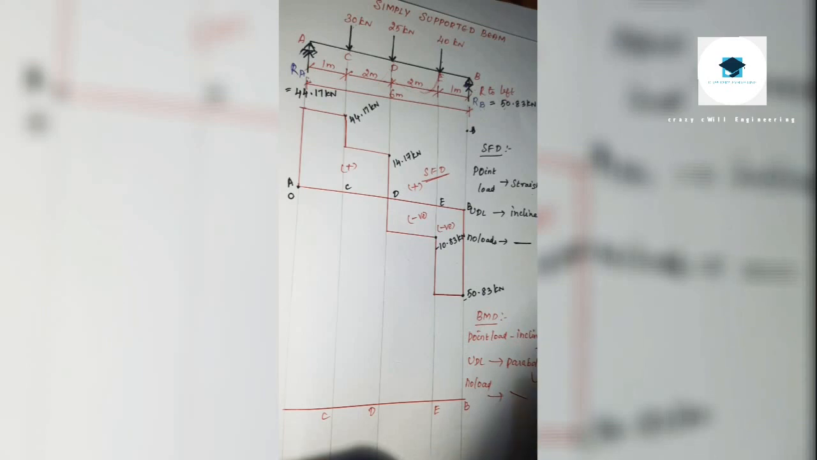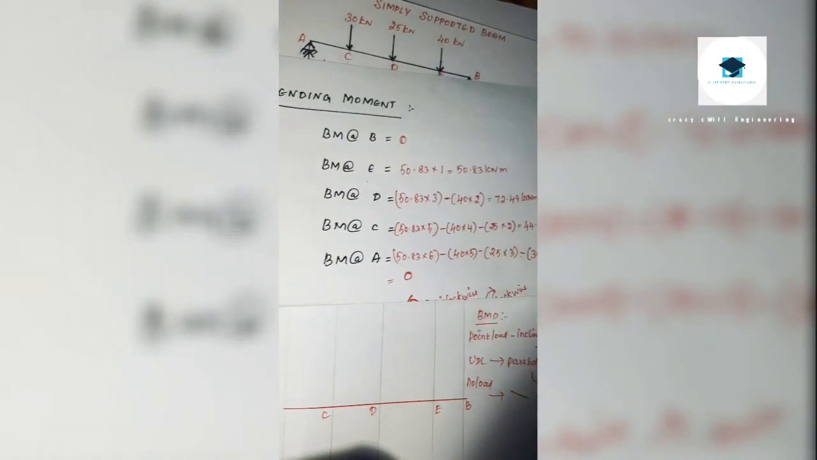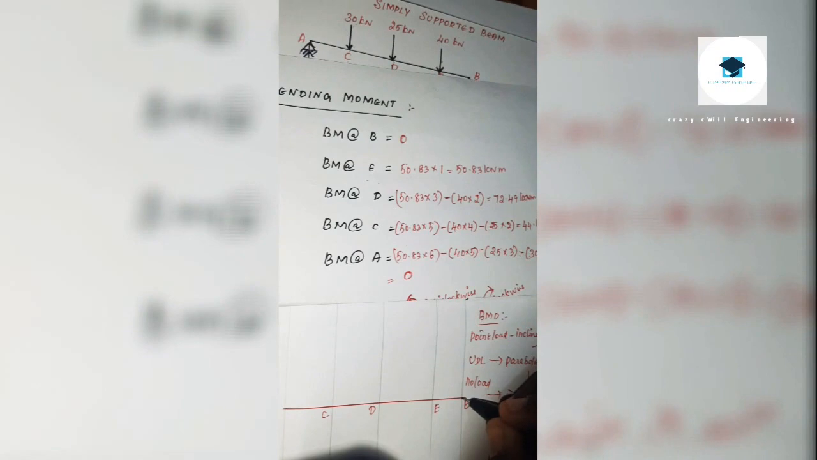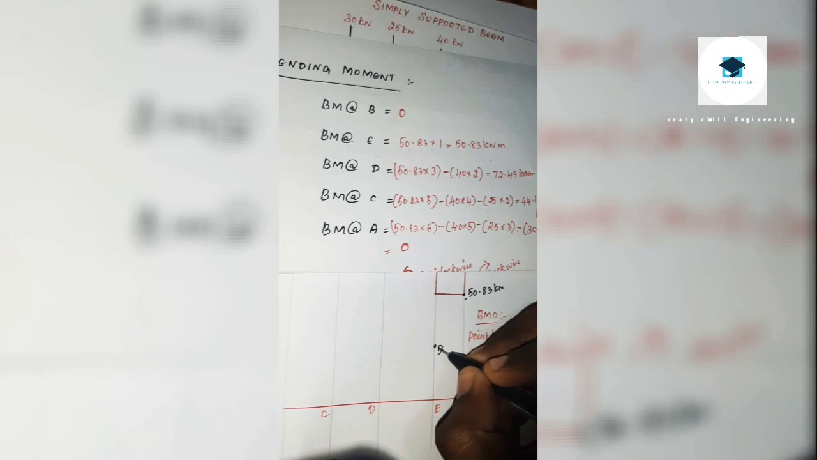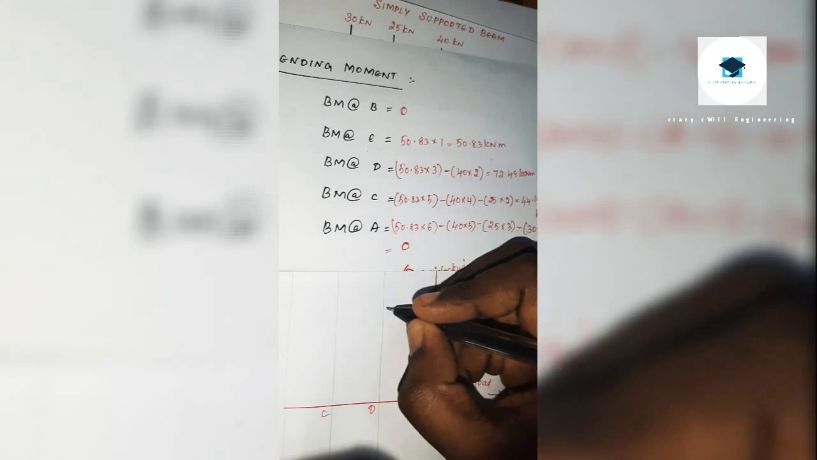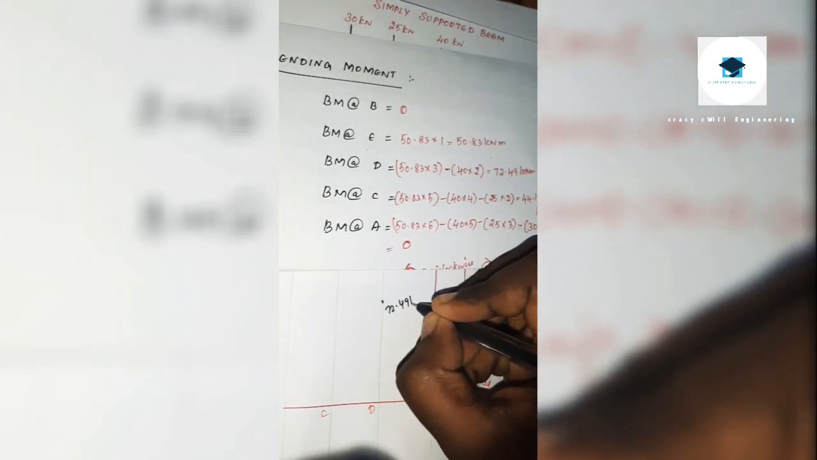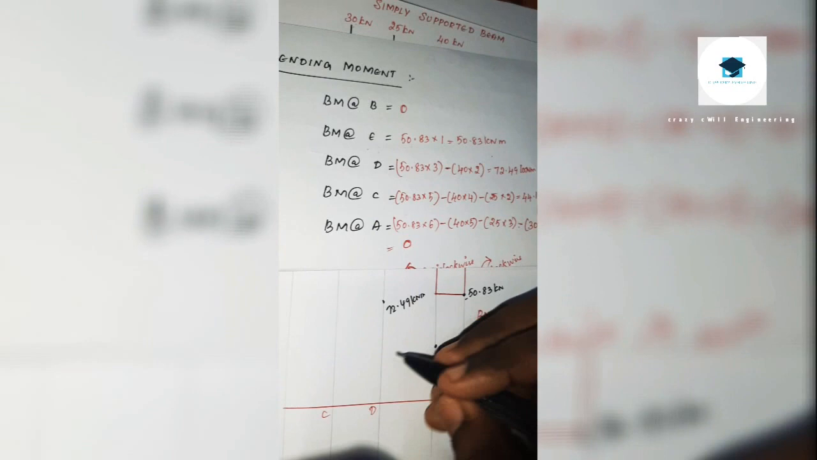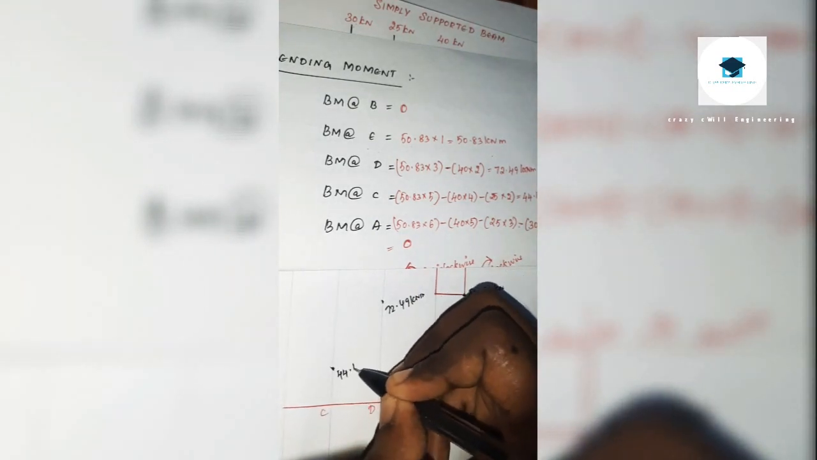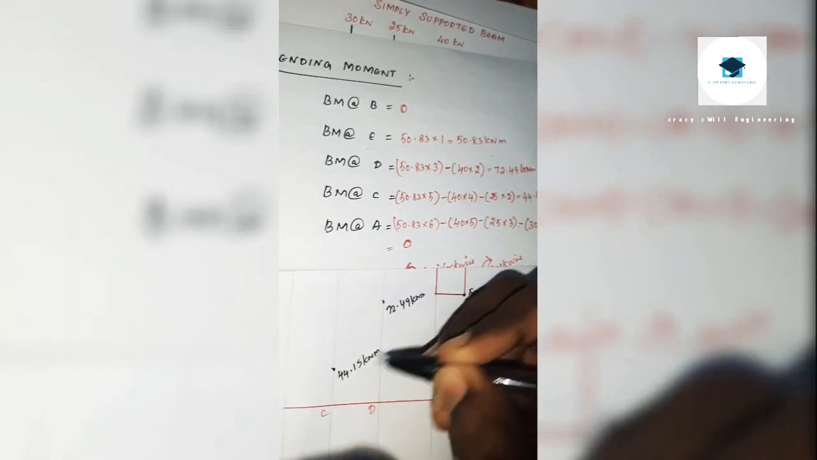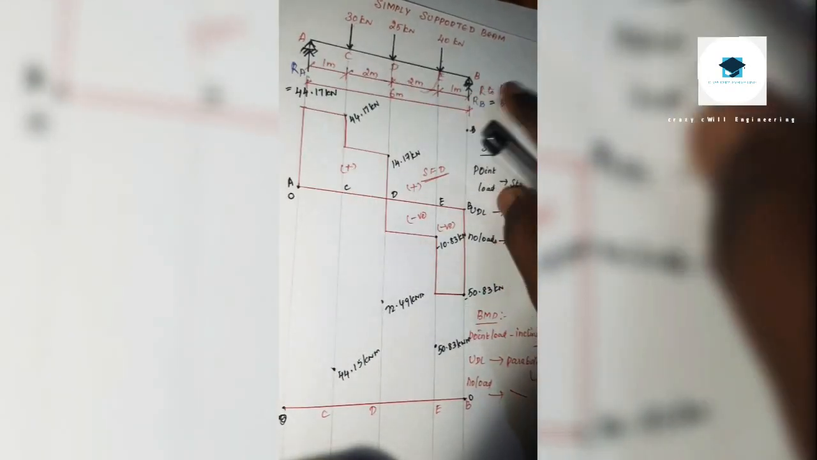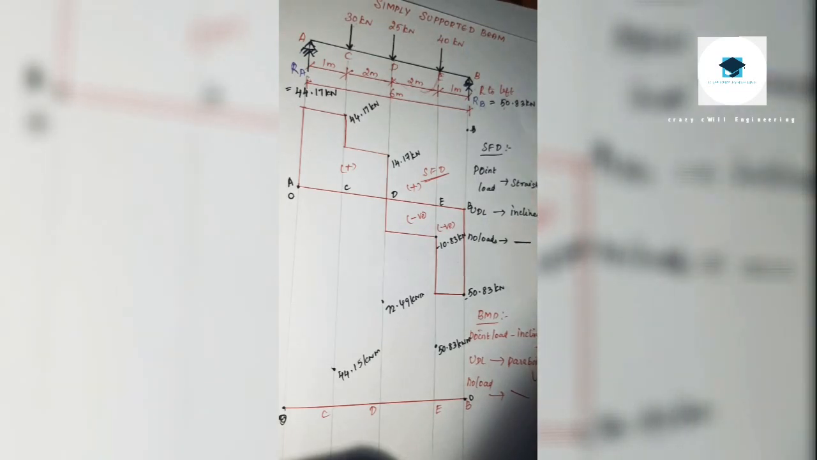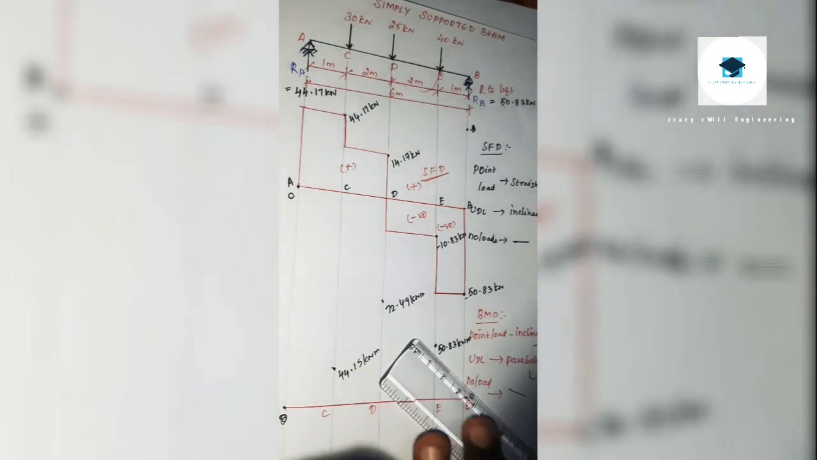So here, mark the values. At B 0, at E 50.83 kilonewton meter, at D 72.49 kilonewton meter, at C 44.15 kilonewton meter, at A 0. So here a point load is acting. Point load means an inclined line is drawn.